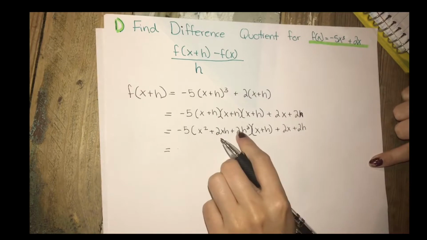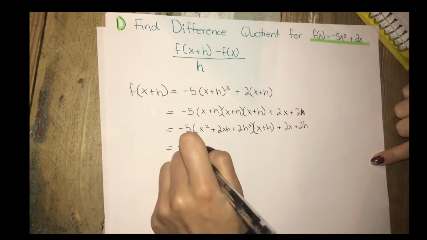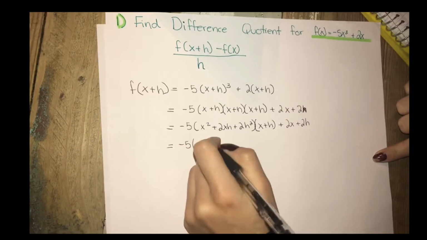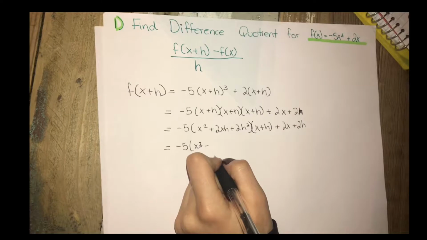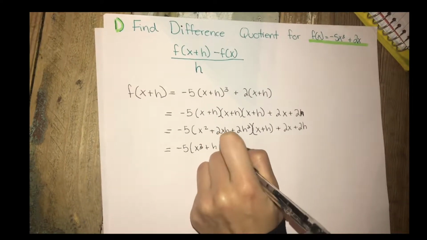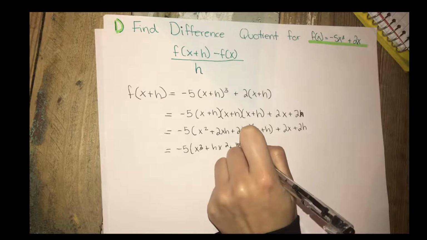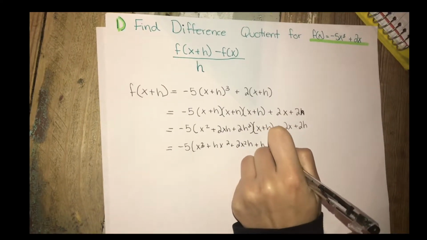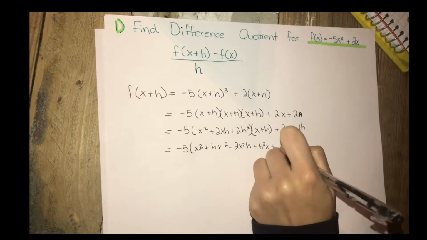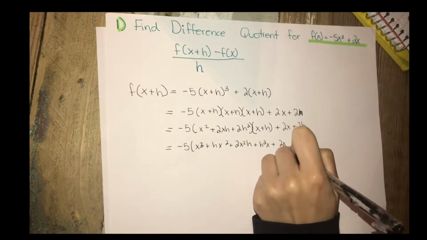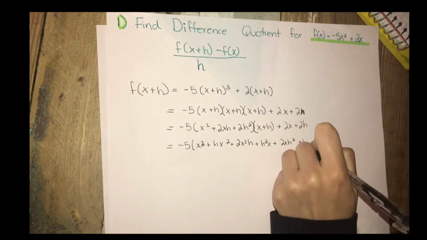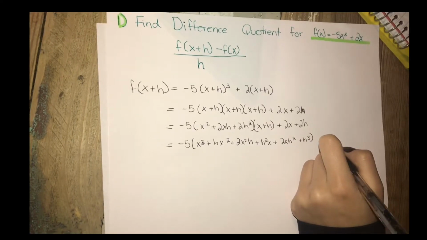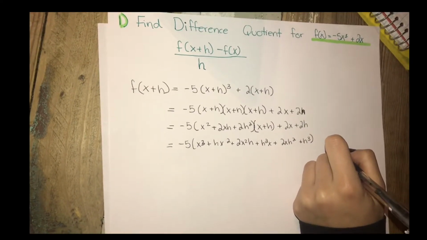Next, you would then write negative 5 again, but then multiply the x squared plus 2xh plus h squared times the last x plus h. So you'd get x to the third power plus hx squared plus 2x squared h plus h squared x plus 2xh squared plus h to the third power. Next, bring the 2x plus 2h down.